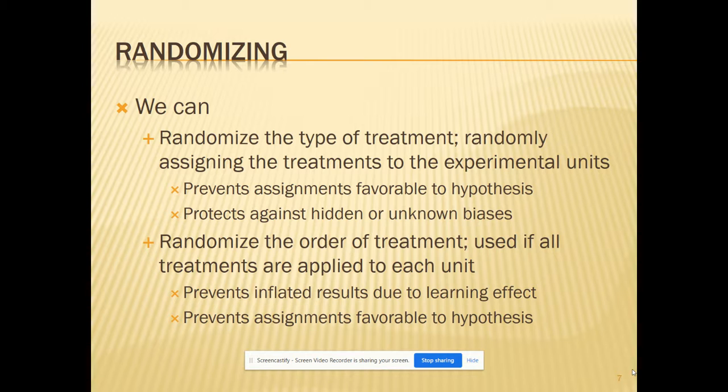So how can we do randomization? Well, we can randomize the type of treatment and randomly assign the treatments to the experimental units. So for example, if we are looking at a drug study where we have a new weight loss drug and we want to see, is this weight loss drug effective in helping people lose weight? Well, what I would do is I would have two treatments, one treatment where they receive the active weight loss drug and one treatment where they receive a placebo, a sugar pill that doesn't actually affect their weight loss.